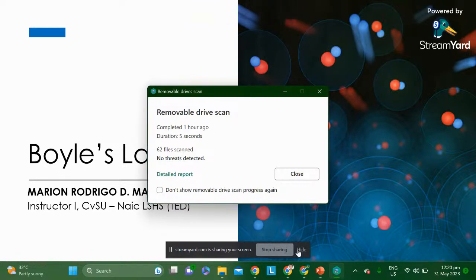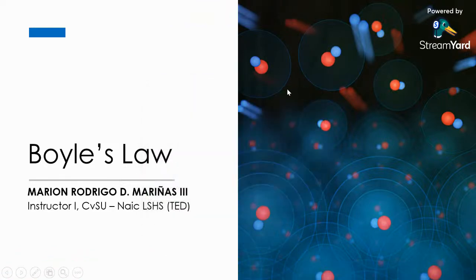So muli, magandang umaga po sa ating lahat, at muli nagpapasalamat po ako sa inyong oras sa pakikinig ng ating lesson for this morning. My apologies again for not having had class yesterday because of an equally important matter that I needed to attend to. So for this moment, we're going to have the next lesson, which is all about Boyle's Law.